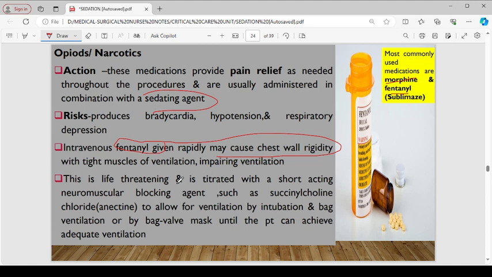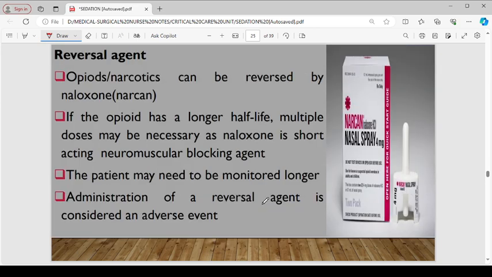This is life-threatening and is treated with a shorter-acting neuromuscular blocking agent such as succinylcholine. This will allow for ventilation by intubation and bag ventilation, or by bag-valve mask, until the patient has achieved adequate ventilation. We could reverse the opioid using naloxone, like here, the naloxone nasal spray. If the opioid has a long half-life, multiple doses may also be necessary, as naloxone is short-acting.